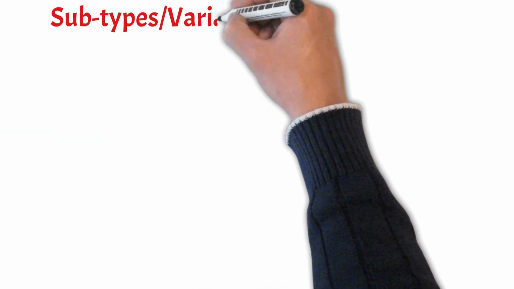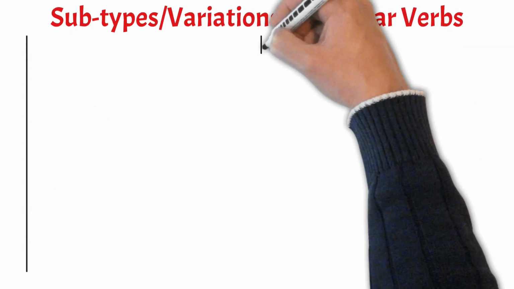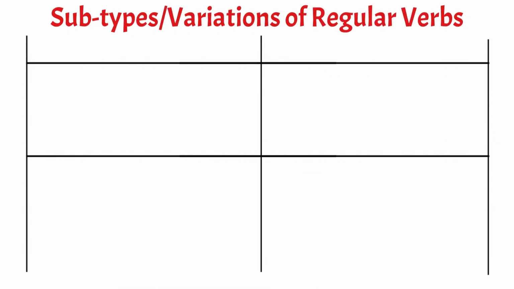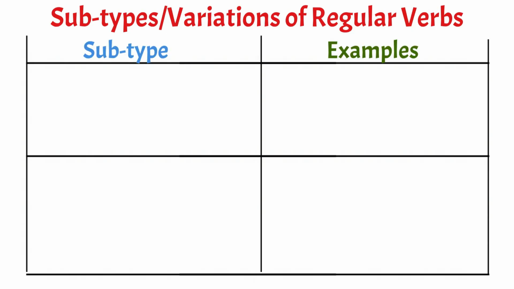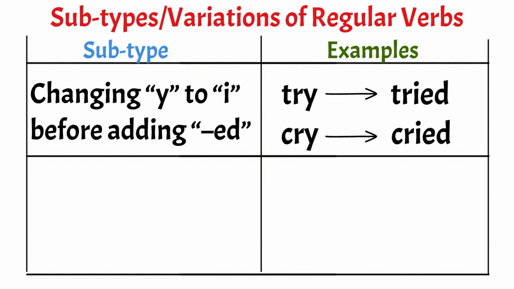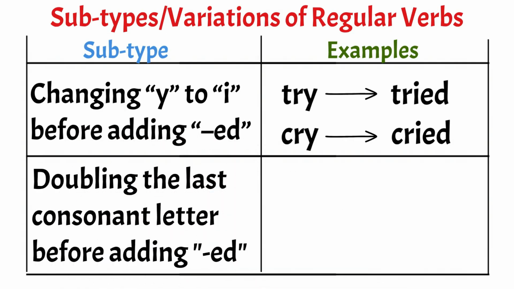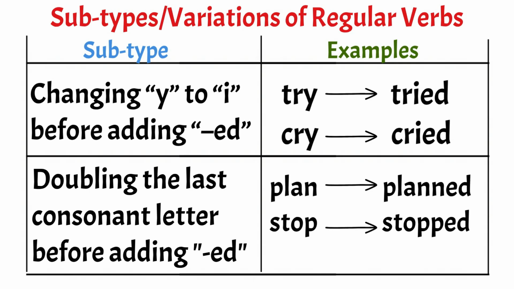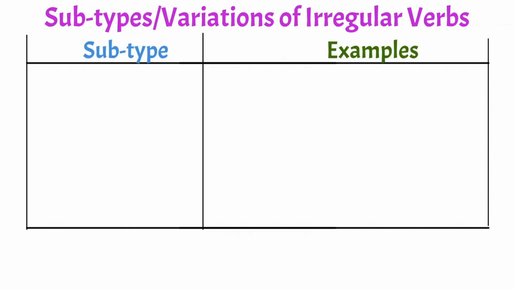In addition, it is important to note that both regular and irregular verbs have subtypes or variations. Some regular verbs change slightly in spelling. For instance, try changes to tried by changing the Y to I before adding the ED. Plan changes to planned by doubling the N before adding ED. Irregular verbs, on the other hand, can be divided into three groups.